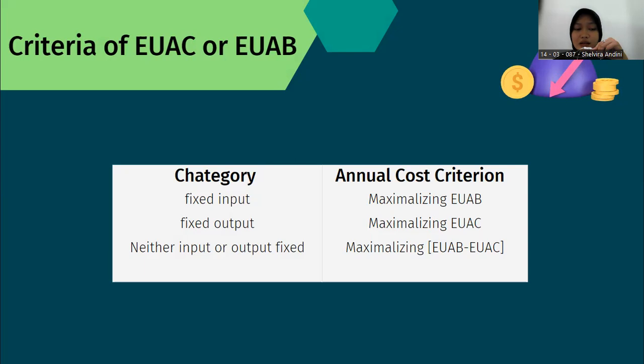And the last category is neither input nor output fixed. In this category, the capital and targets are uncertain or not fixed. For example, a company does work beyond its ability, so additional costs are required, including overtime, in order to achieve the agreed standard. In this category, the annual cost criterion is maximizing the result we can get from EUAB minus EUAC.